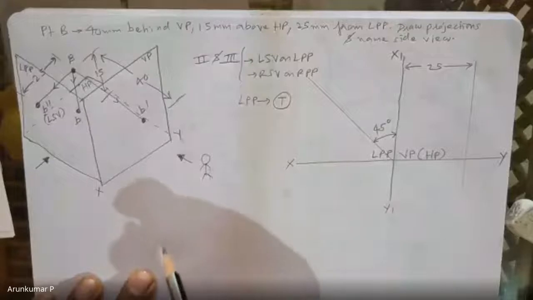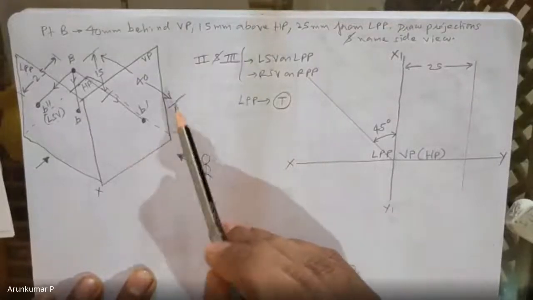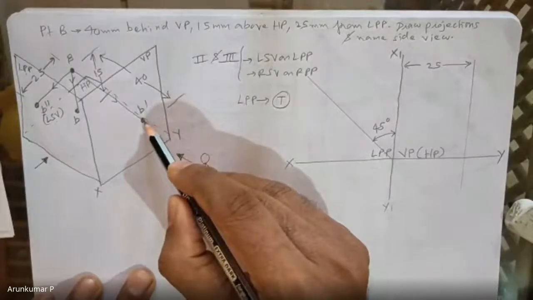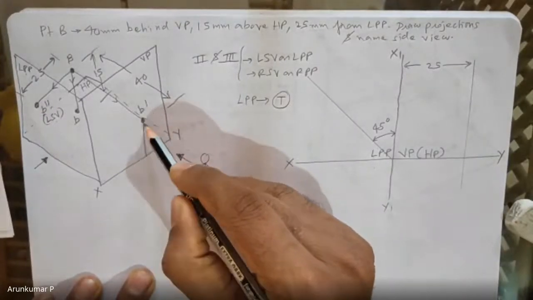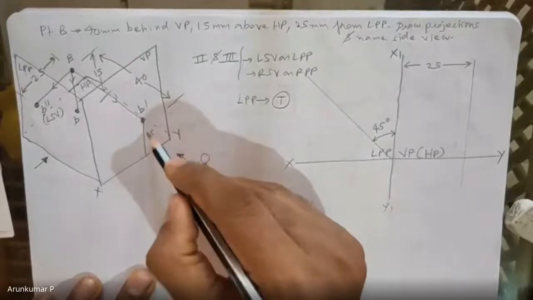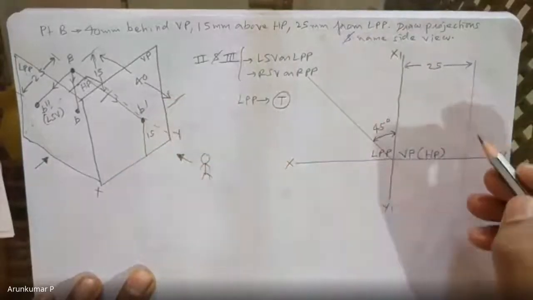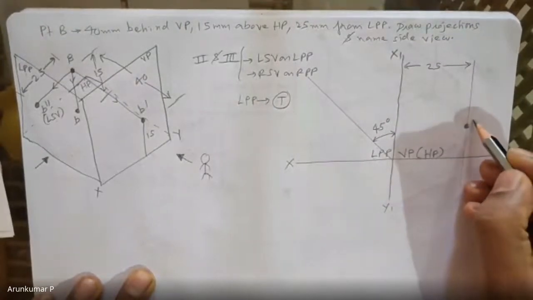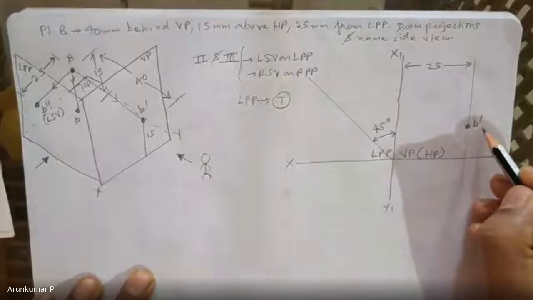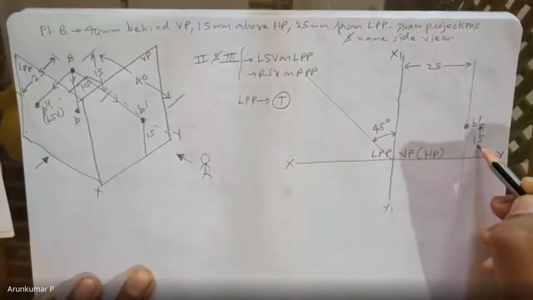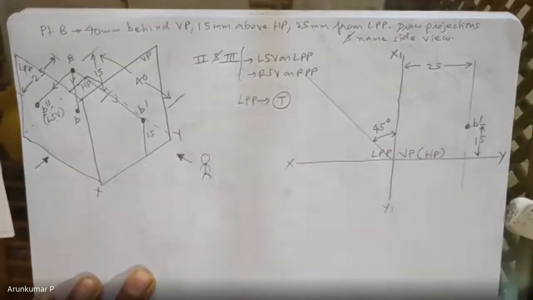So let us find out. At what distance is this B dash, the front view, from XY line? 15 mm. Exactly, 15 mm. So 15 mm above. So let us say here B dash, 15 mm above, you will get the front view.